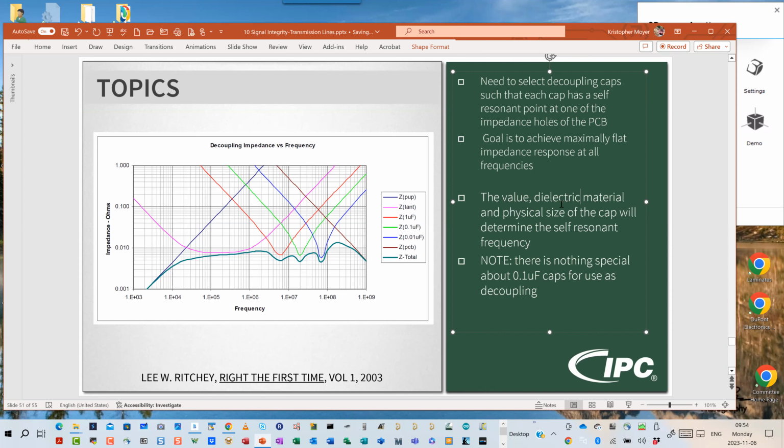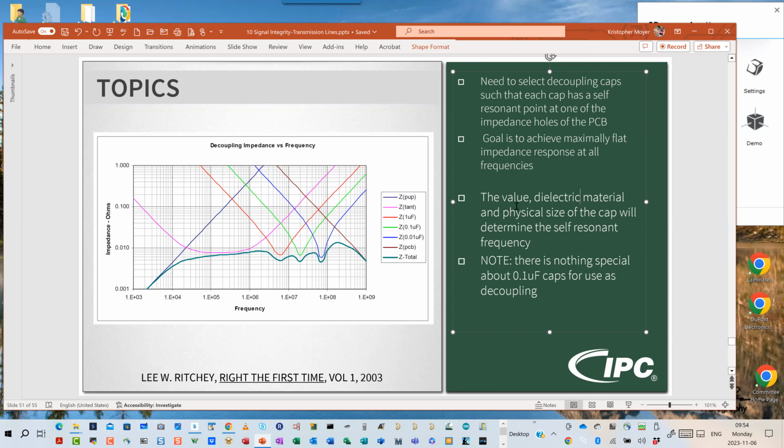The value, dielectric material, and physical size of the cap will determine the self-resonant frequency. So are you using X7R, Y5V, Z5U? You know, what is your dielectric material? The value, is it 1 microfarad, 0.1 microfarad, 0.022, whatever value. And then size, the actual physical case size.